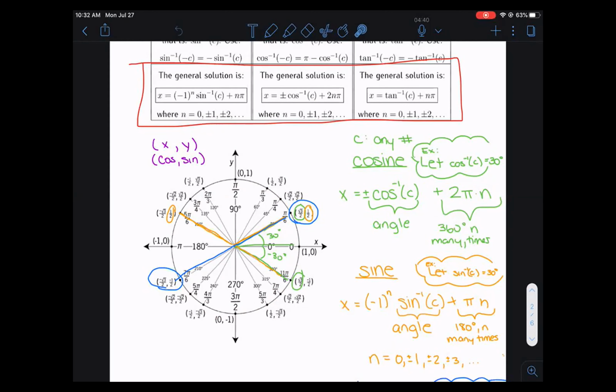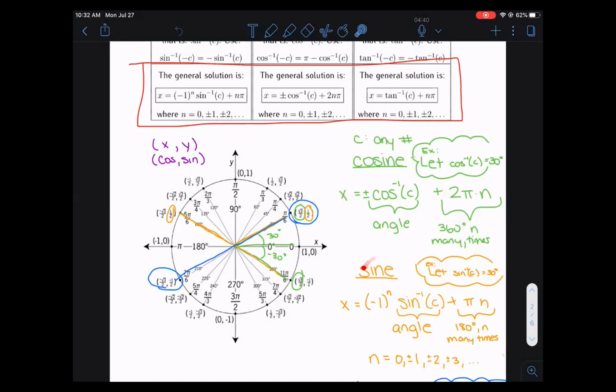So that's why we can add 2nπ. Remember that 2π is just 360 degrees. So I'm going around the circle 360 degrees as many times as I want, n many times, and that will still give me that same answer. And then it's the same thing for this other one. I can go around the circle as many times as I want, and I'll still get the same answer. So this represents the general form for all solutions.